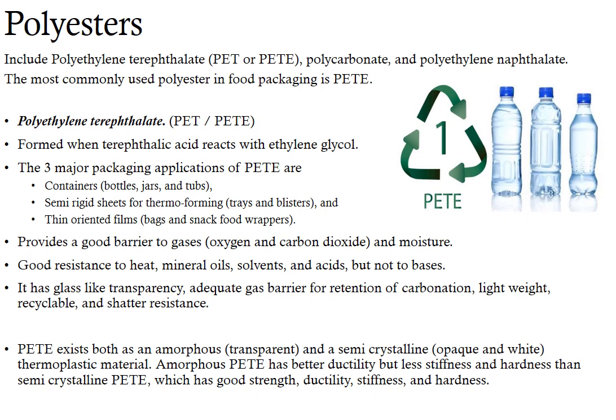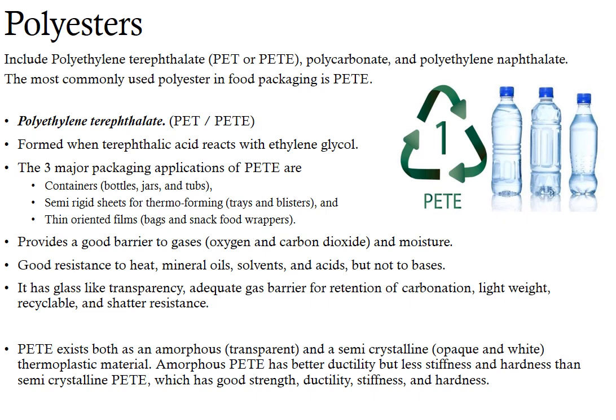PET exists both as amorphous, that is transparent, and semi-crystalline, that is opaque and white, thermoplastic material. Amorphous PET has better ductility but less stiffness and hardness as compared to your semi-crystalline PET, which has good strength, ductility, stiffness and hardness.